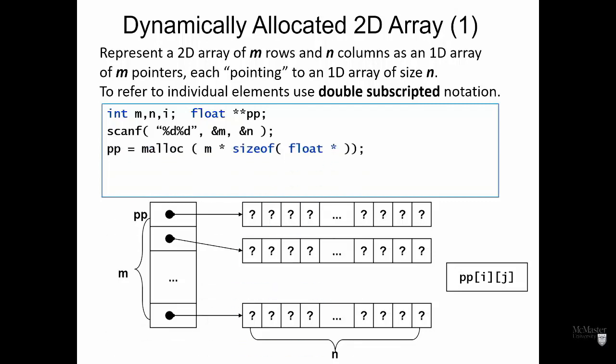Good. So let's see. First of all, I'd like to allocate the first array, which is the array of pointers. This one has a size of m. And I know that each element is a pointer to a float. So the way I do this, from last lecture, you allocate m multiplied by the size of one entry, which is the size of a float pointer. Good. Then we allocated this thing.